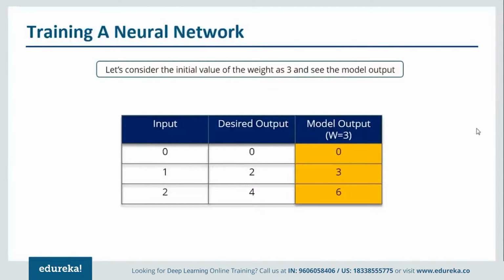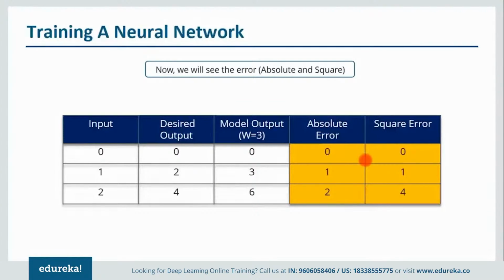So I initialize my weight and keep the value as 3. The model output will be 3 into 0 is 0, 3 into 1 is 3, 3 into 2 is 6. Now obviously it is not equal to the desired output, so we check the error. The error we have got here is 0, 1 and 2, which is nothing but the difference: 0 minus 0 is 0, 3 minus 2 is 1, 6 minus 4 is 2. This is called the absolute error. After squaring this error, we get the square error, which is 0, 1 and 4.